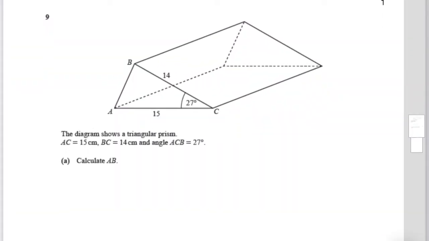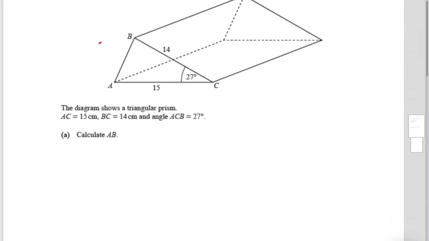They said that the diagram shows a triangular prism. AC is 15, BC is 14 and angle ACB is 27 degrees. They've asked us to find AB. This is AB. So how do we find that? We use the cosine rule.